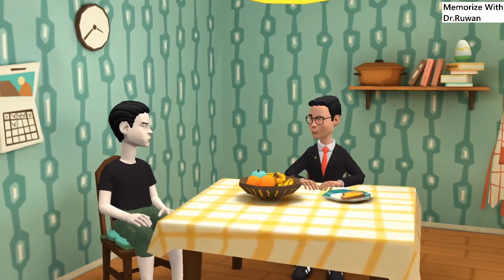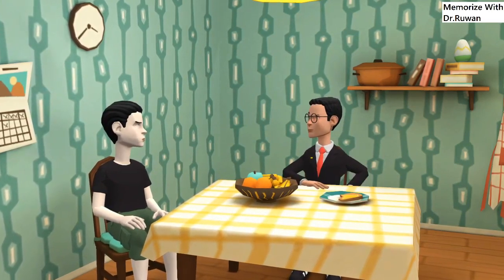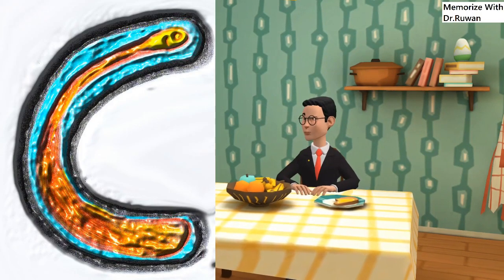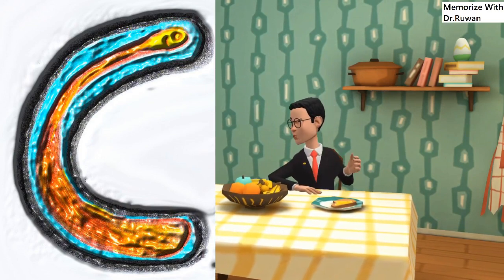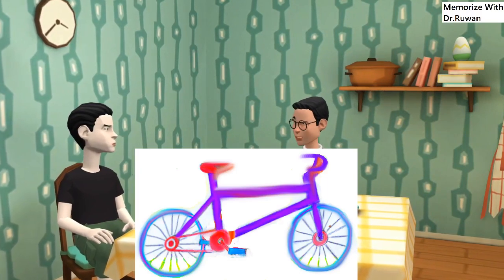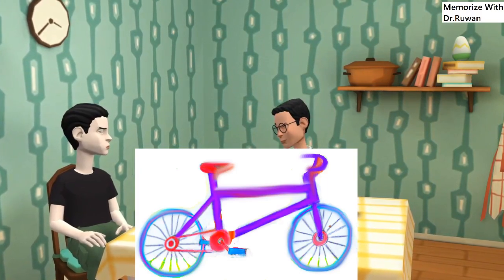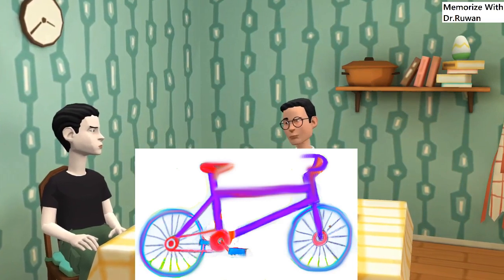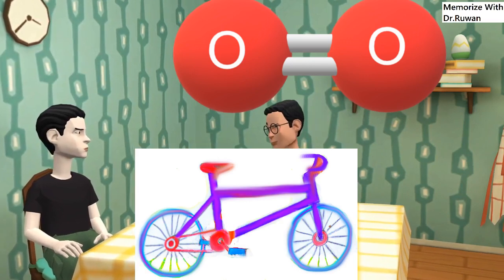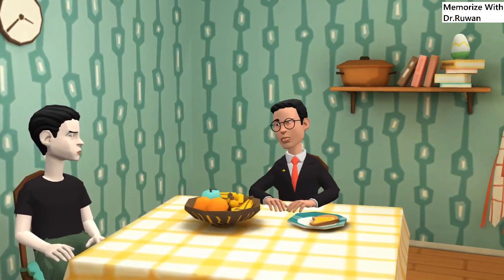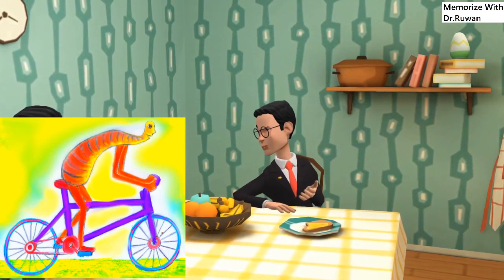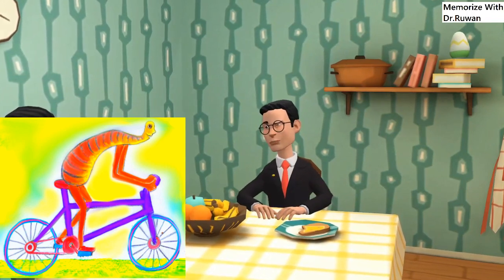Now, look at this. The shape of the leeches resembles the letter C. So, when I was talking about leeches, I was actually talking about carbon atoms. The bicycle wheels look like the letter O. So, a bicycle represents 2 oxygen atoms because a bicycle has 2 wheels. When a leech is on a bicycle, it means 1 carbon atom sitting on 2 oxygen atoms.